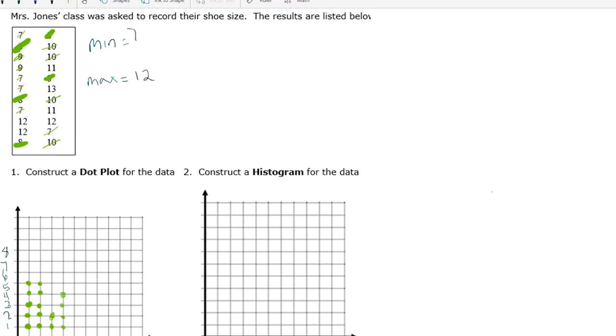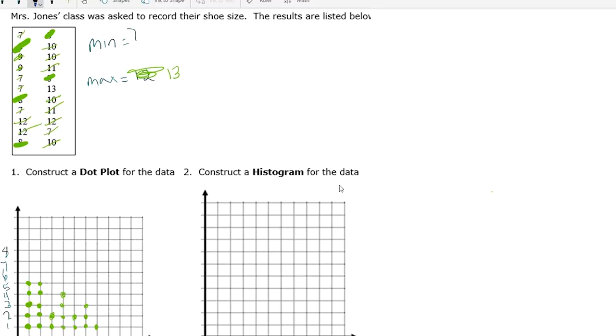All right, and then let's go 11s. 11sies. 1 and 2. And then 12sies. Oops, I missed. My max is not 12. It is 13. All right, so 12, we have 1, 2, 3. And then 1. And then there is our dot plot. Now let's take a look at constructing a histogram.